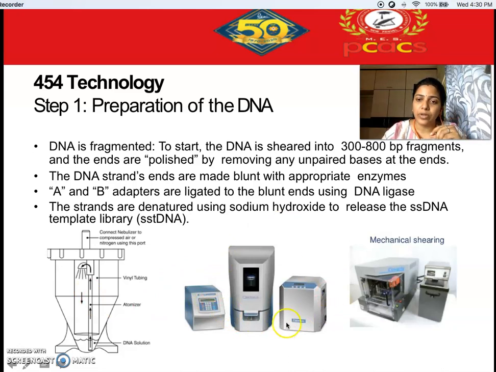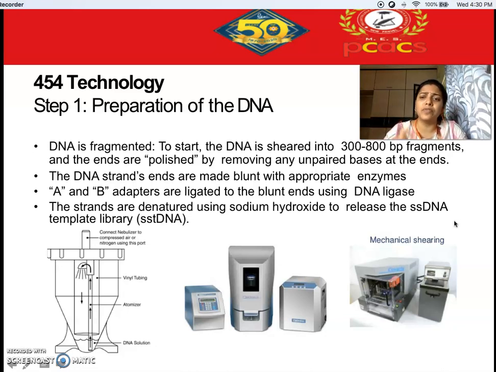Or else you can use a sonicator. Because of high intensity sound waves, sonication takes place, and it will shear or fragment the DNA. Or mechanical shearing can be done, where you have small needles through which the DNA is passed, so that small fragments are produced.